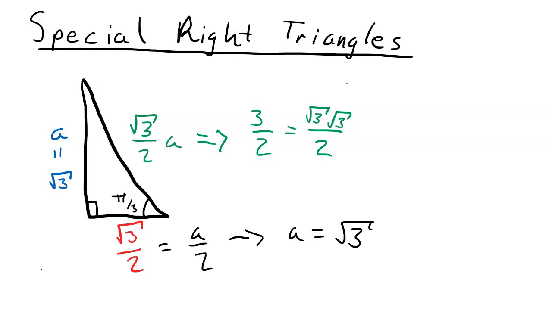And again, that's all. So whenever you're using the special right triangles to solve for the side lengths of the triangles, all you do is backward solve for A and plug A into all of your relationships.